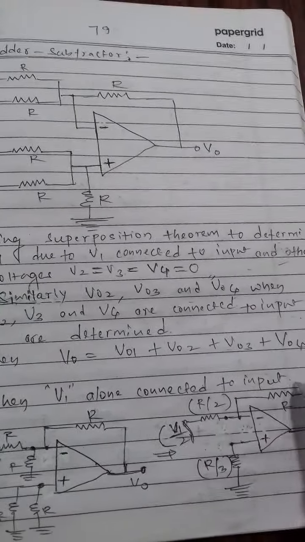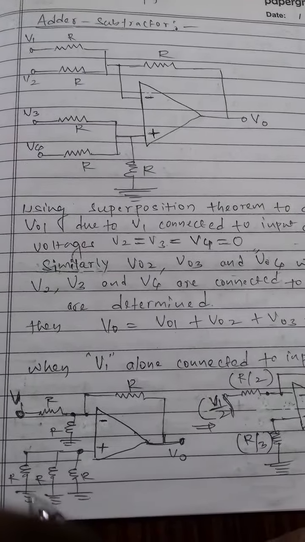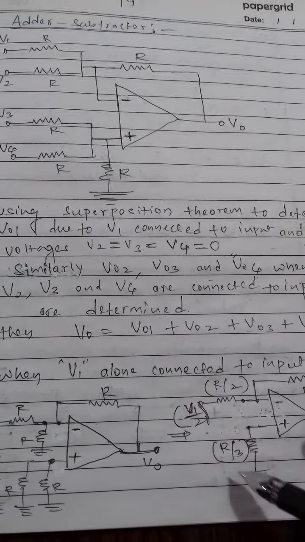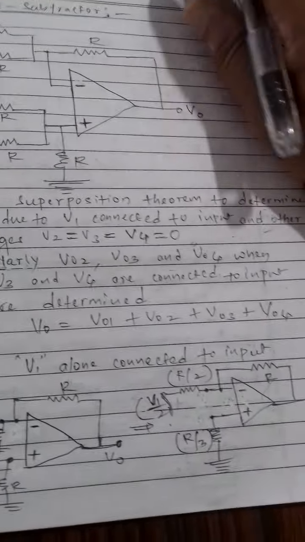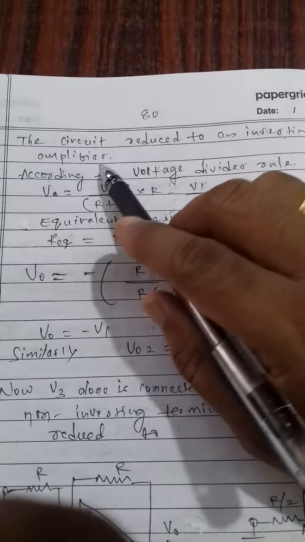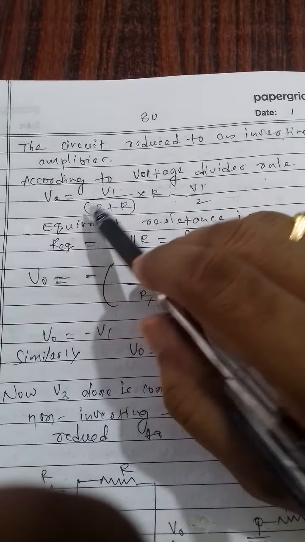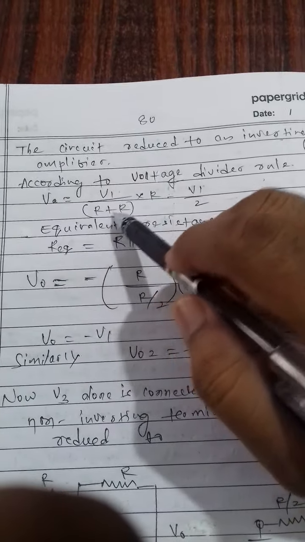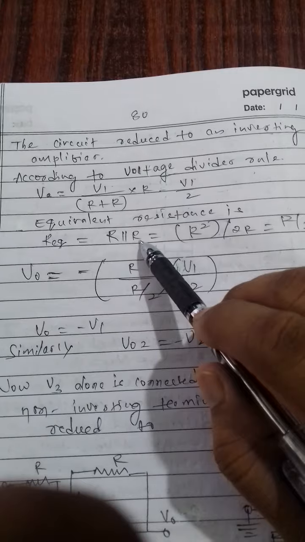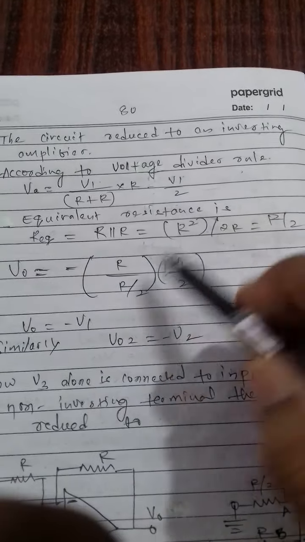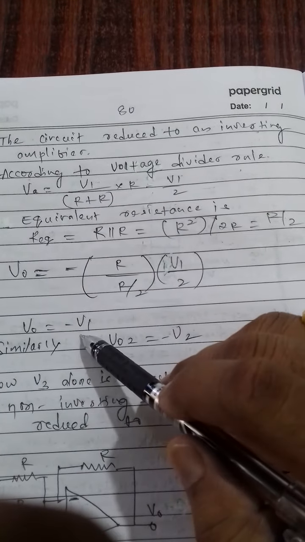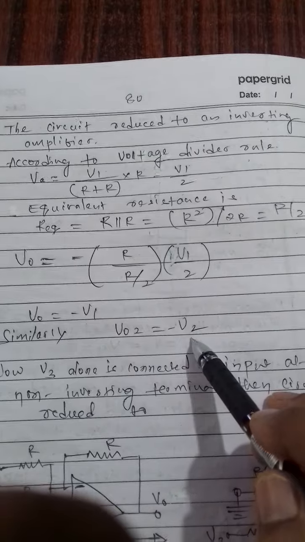When V1 alone is connected to the input, the others are connected to ground. Then here it is V1 by 2, here it is R by 2, here it is R by 3. That circuit is reduced to this form, an inverting amplifier. According to the voltage divider rule, VA is equal to V1 upon R plus R into R, which is equal to V1 upon 2. Equivalent resistance is R parallel R, which is R square upon 2R, equal to R upon 2. Output voltage is equal to minus R upon 2 into V1 upon 2. Output voltage is equal to minus V1. Similarly, VO2 is equal to minus V2.